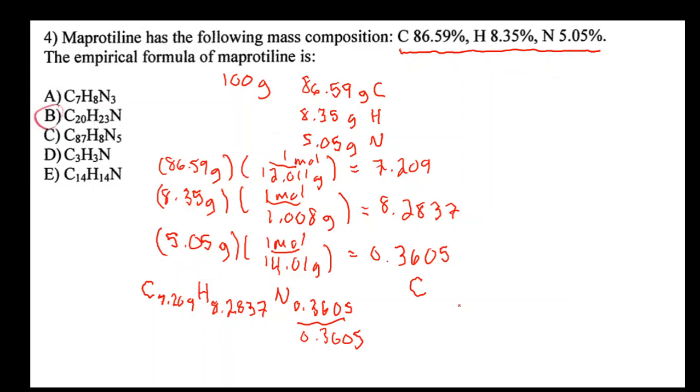Okay, so if you take the carbon, which is 7.209 divided by 0.3605, that equals very, very close to 20. Yeah, 19.997. Well, that's within the range of rounding it to 20. Yep. And then 8.2837 divided by 0.3605 is 22.978, so that's close enough to 23. And then the nitrogen is just divided by itself, so that's just 1. So then this would be your empirical formula right here, and that would give you your answer of B.